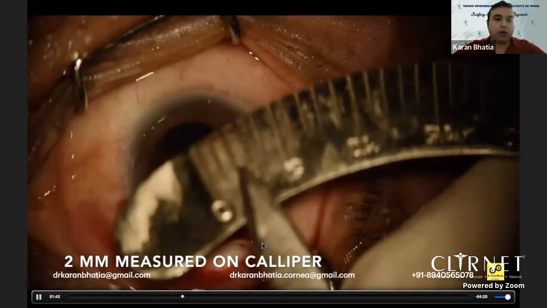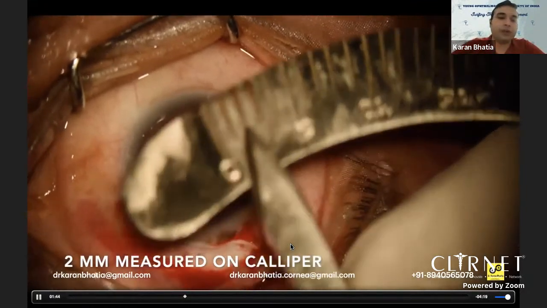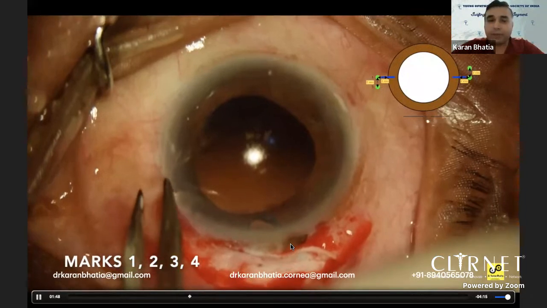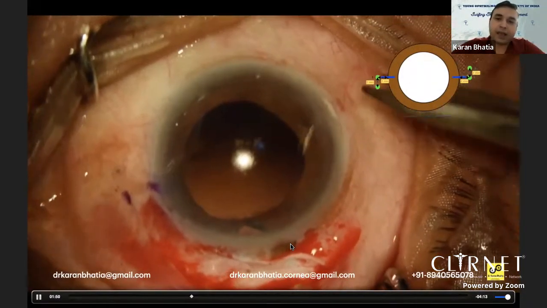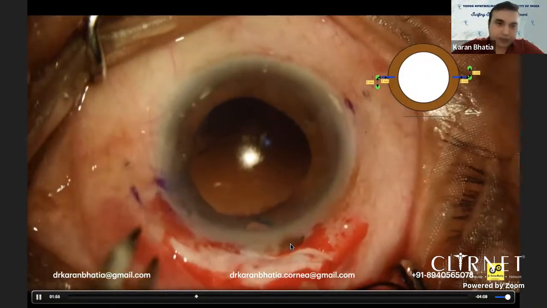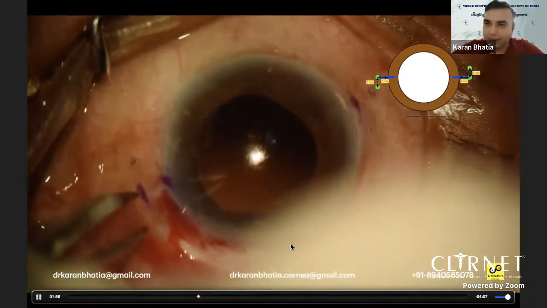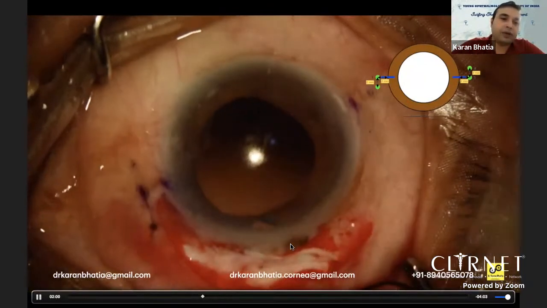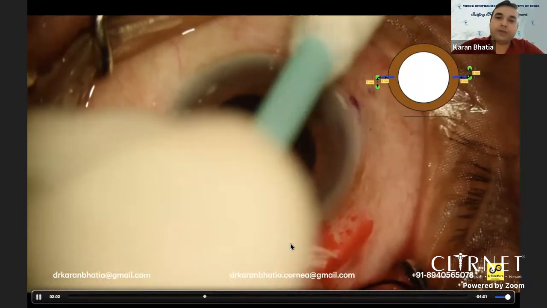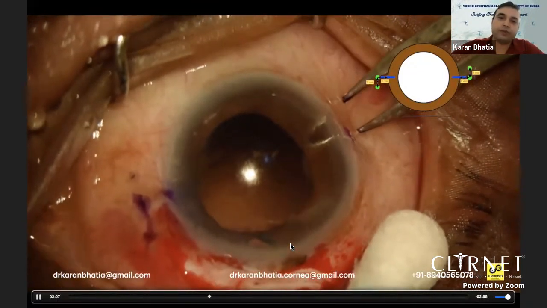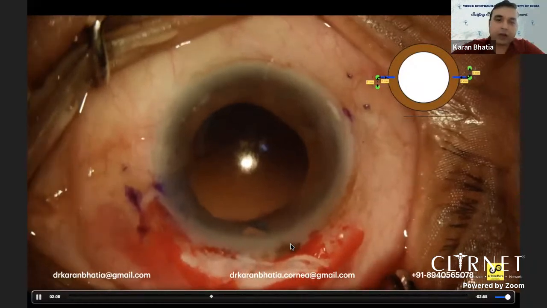So let's take a look. Two millimeters over here was measured using a manual caliper, and you stain it with the pen, with the dye. You can see mark 1 and then mark 2 being made. Similarly, try to dry the area, otherwise the dye will not stick. Then you do it on the other side as well. Mark 3 has been made over here, and then again 2 millimeters from that side, mark 4 was made. So now you've got your planning.